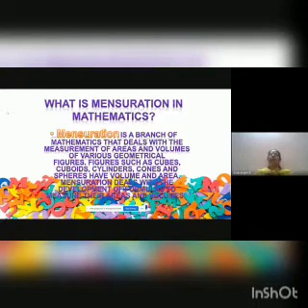Mensuration is a branch of mathematics that deals with the measurement of areas and volumes of various geometrical figures. Figures such as cubes, cuboids, cylinders, cones, and spheres have volume and area. Mensuration deals with the development of formulas to measure their area and volume. So in mensuration, you are going to derive formulas to find areas and volumes.